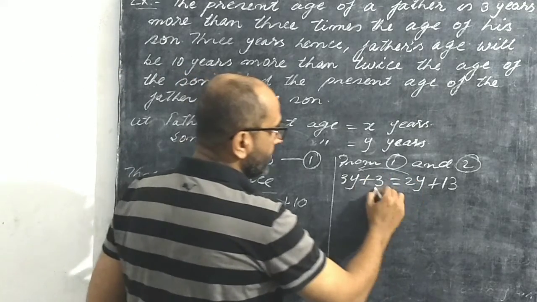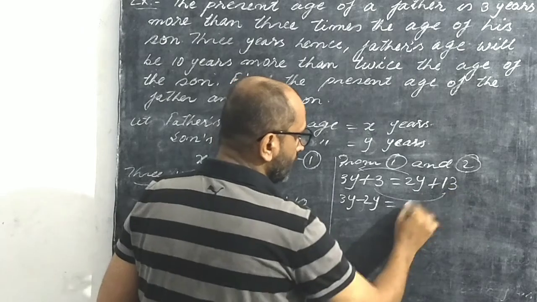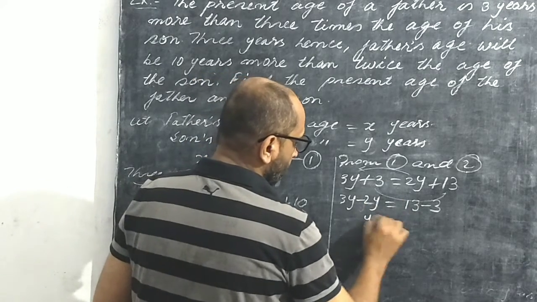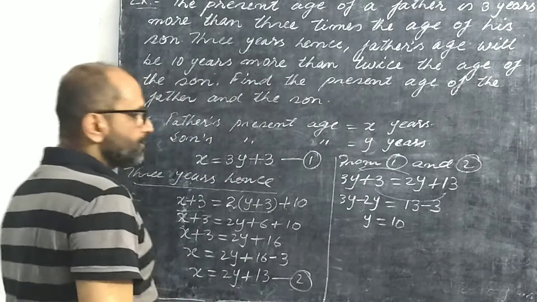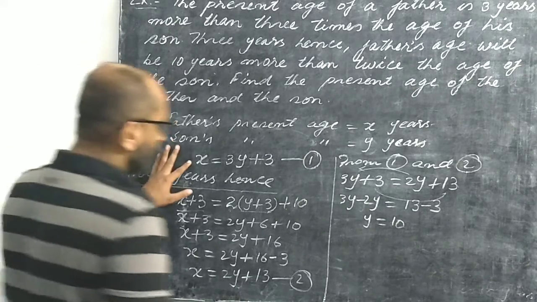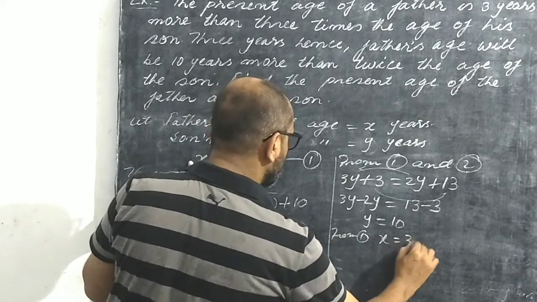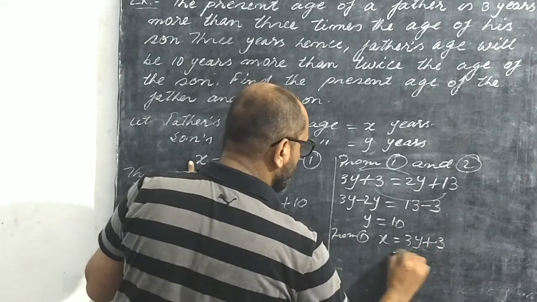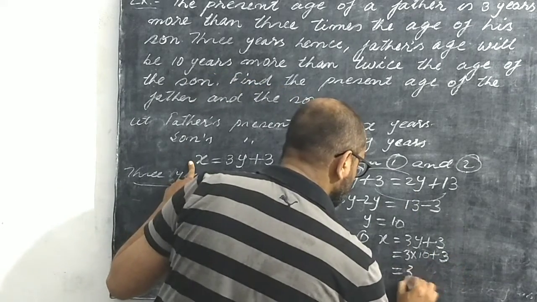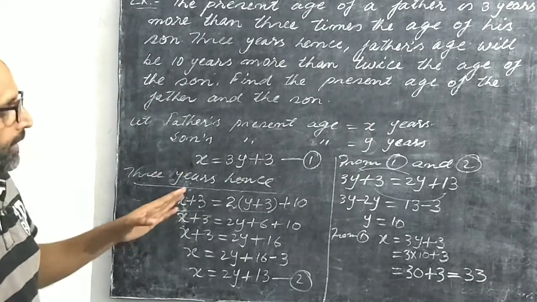Now transposing 2Y to the left hand side and 3 to the right hand side, we get 3Y as it is. On transposition 2Y becomes negative, so minus 2Y is equal to, on the right hand side, 13 as it is, and on transposition 3 becomes negative. So minus 3, and 3Y minus 2Y is Y, is equal to 13 minus 3, 10. Now substituting the value of Y in either of these two equations, we may find the value of X. Suppose we substitute in equation number 1. From 1, X is equal to 3Y plus 3. Putting Y is equal to 10, 3 into 10 plus 3, that is 30 plus 3, that is equal to 33. So we have found the value of X and Y.